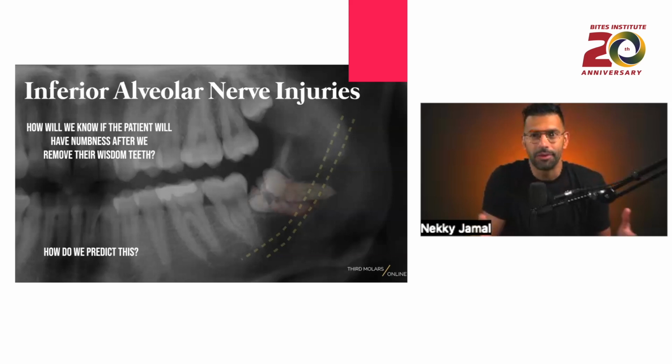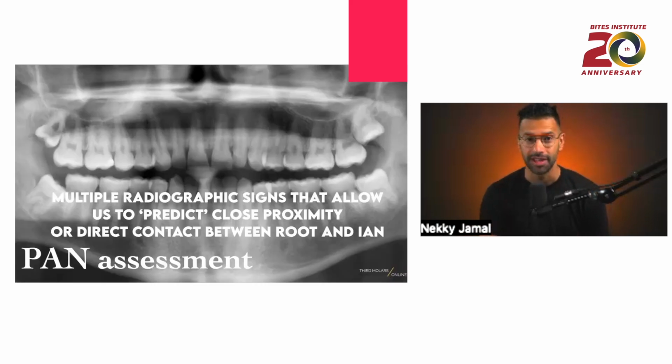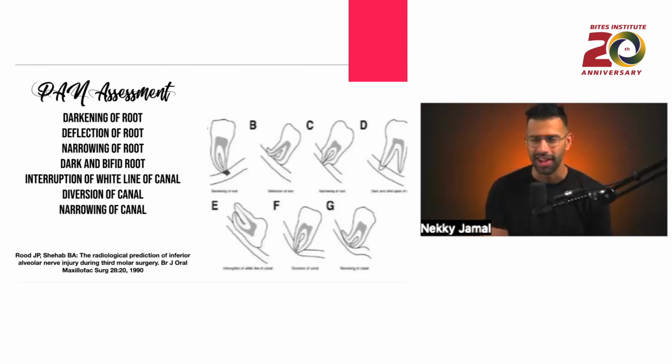Because how do we really know when patients are going to be numb or patients are going to have paresthesia or an altered nerve sensation after you take that tooth out? And we have our predictors. We have multiple radiographic signs that kind of tell us if this is high risk or not. And this really started from a study by Rood and Shehab back in 1990.